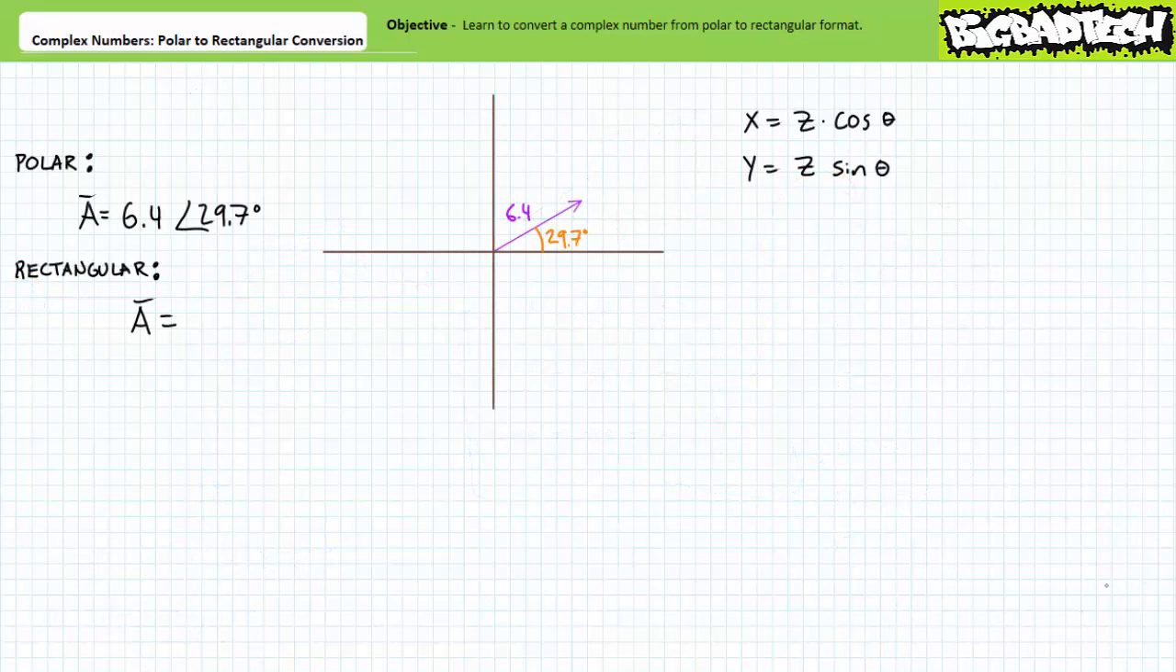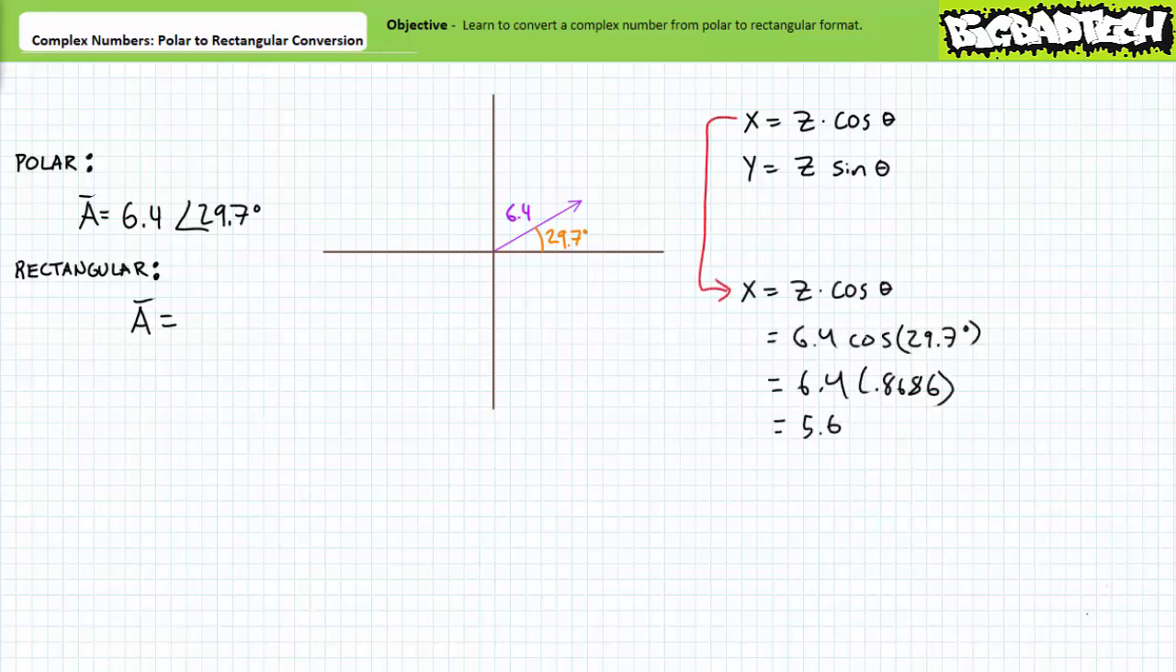Given a complex number expressed using polar format as 6.4 at an angle of positive 29.7 degrees, let's express it using rectangular format. Note this angle places us in the first quadrant, and we should expect a positive horizontal real x component and a positive vertical imaginary y component. Let's determine the horizontal real x component first. The formula determines the horizontal real x component of the equivalent rectangular complex number as the magnitude times the cosine of the angle. Substituting in our given values, we find a horizontal real x component of roughly 5.6.